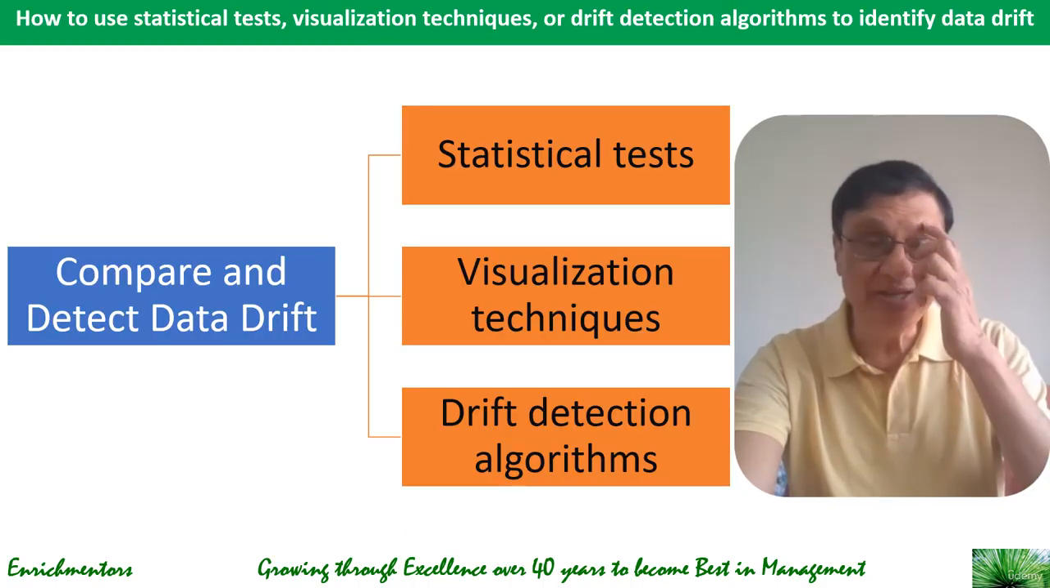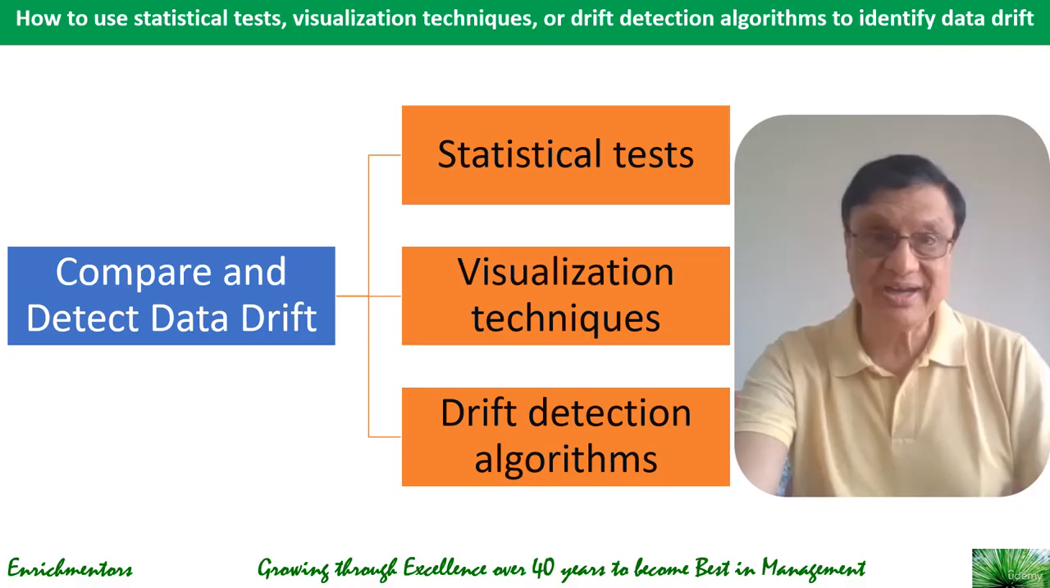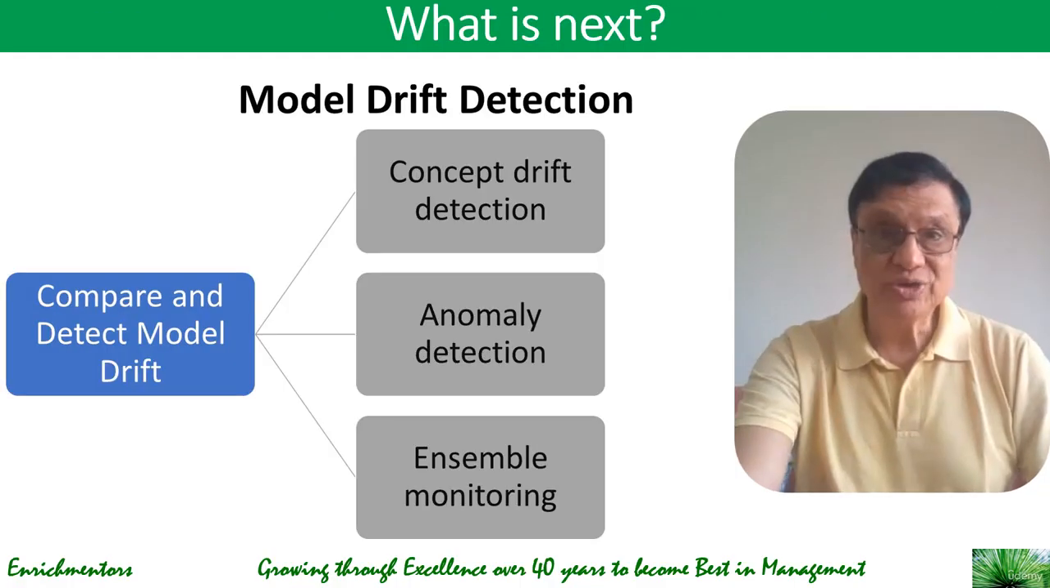So by combining these statistical tests, visualization techniques, and drift detection algorithms, you can effectively detect the data drift and take timely corrective action to maintain the reliability and accuracy of your machine learning model that is deployed in the production environment, right? So what is next?